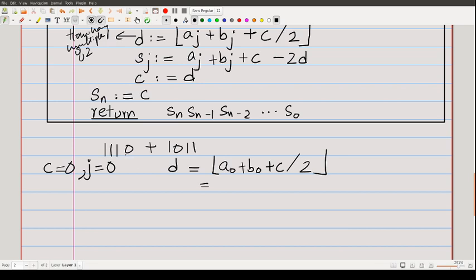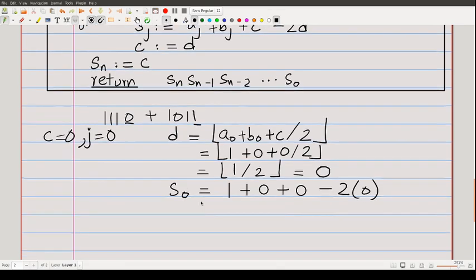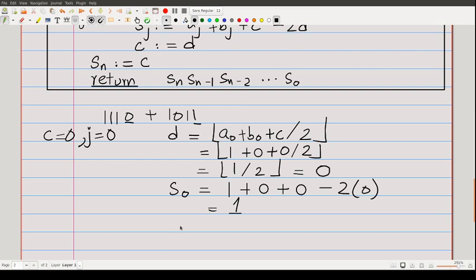a_0 for me is 0. b_0 is 1. So we have (1 plus 0) divided by 2, which is simply the floor of 1 upon 2. And if you floor 1 upon 2, then we know that this is 0. So in the first sum, there are no multiples of 2. Then we set S_0 equals a_j plus b_j, which is 1 plus 0, plus there was no carry, which is 0, minus 2 times the d that we found, which is 0, and we get S_0 to be 1. And finally we set c to be equal to d, so c is set to be 0.